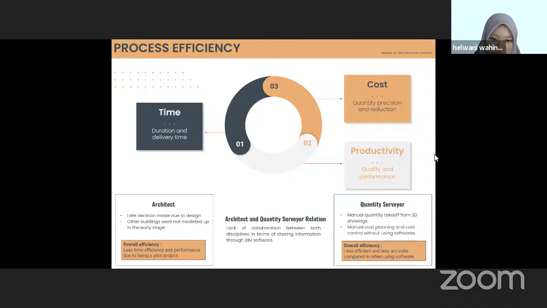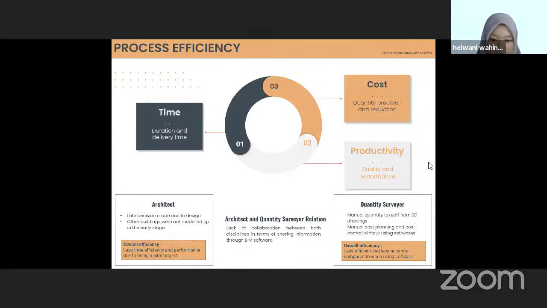So for process efficiency in terms of time, cost, and productivity, overall it has a quite low rate of efficiency in terms of these three components. For the architect, there were issues like late decisions made, and the other buildings were not modeled up in the early stage. For the QS, they are using manual quantity takeoff from 2D drawings and manual cost planning and cost control without using software. Therefore, there is less time efficiency and performance.